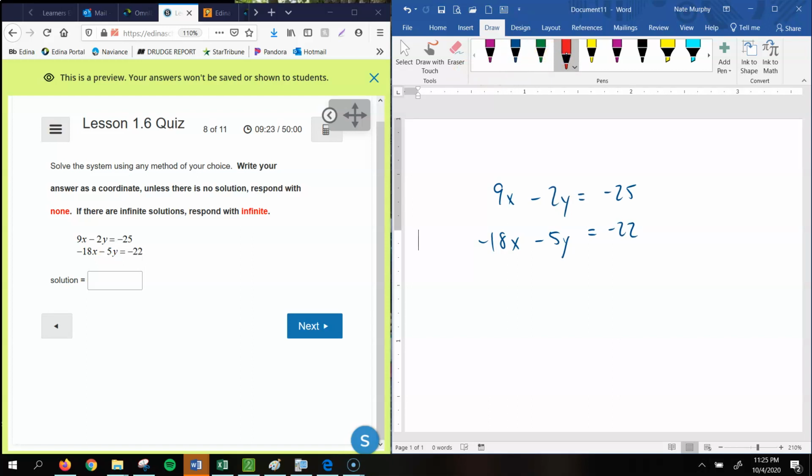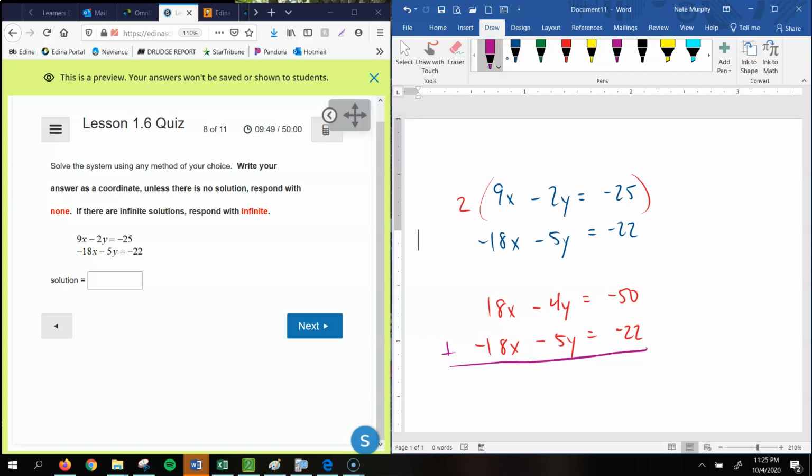Again, before we go to do anything, I want to either use substitution or elimination. I'm going to use elimination. This time, I'm going to multiply the top one by 2 to get 18x minus 4y equals negative 50. The key is you want to make sure you multiply everything by 2 in that first equation. The second equation I'm going to leave as negative 18x minus 5y equals negative 22. So now we're going to add these. So this time only the x's cancel out. So we have negative 4y minus 5y would be negative 9y equals, and then we'd have negative 72.